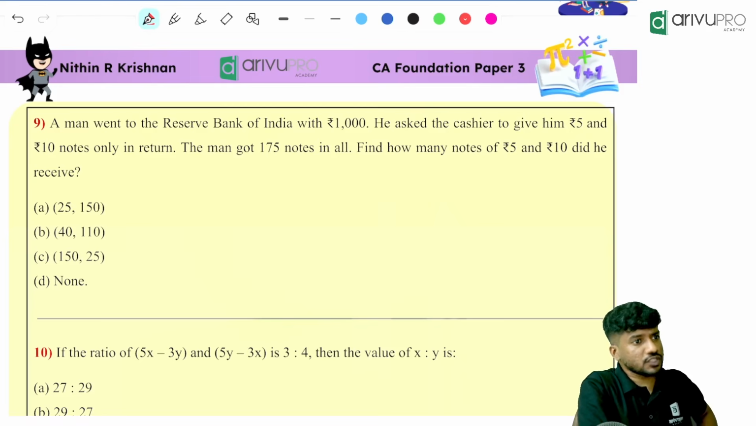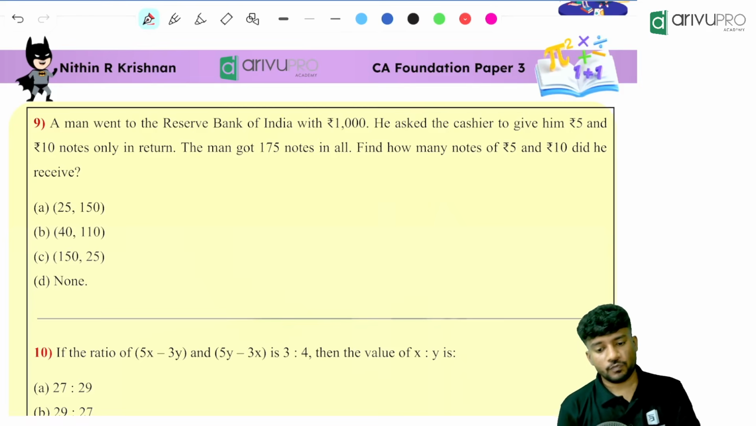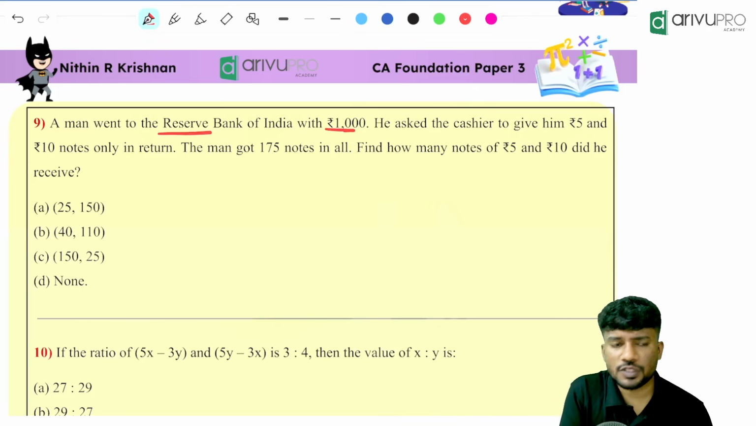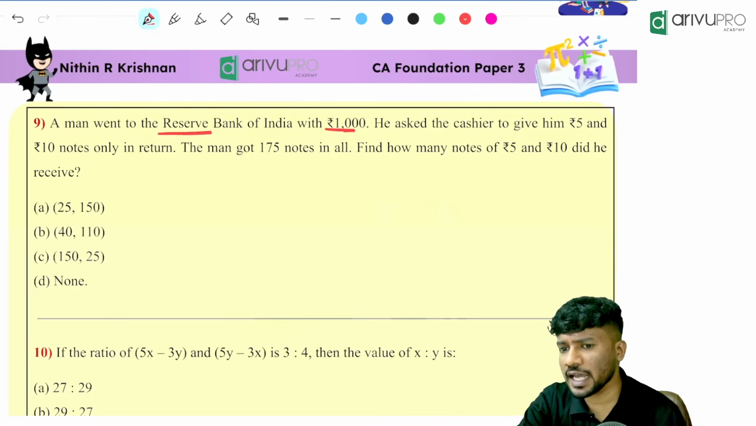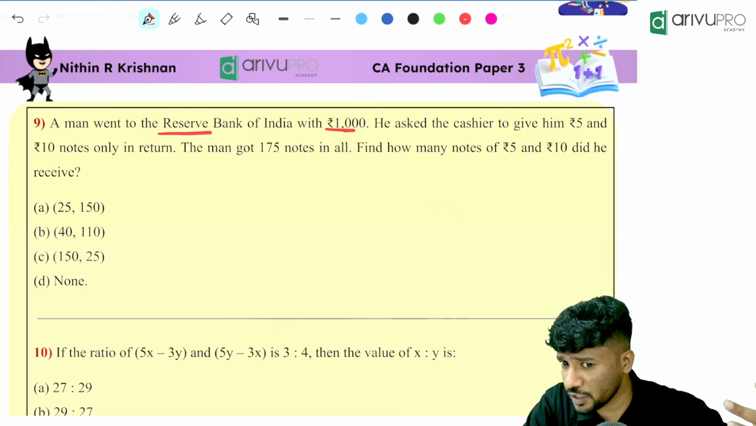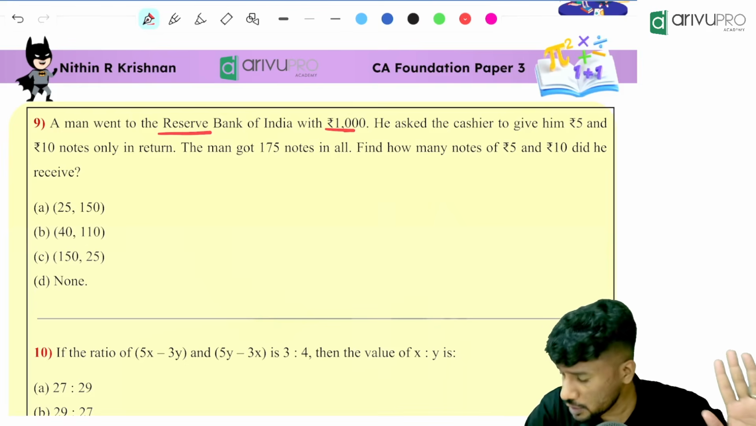Option C, we will check. A man went to Reserve Bank of India with 1000 rupees. So how much does he have in his pocket? 1000 rupees only. Does he have extra or less? No, he has only 1000 rupees.